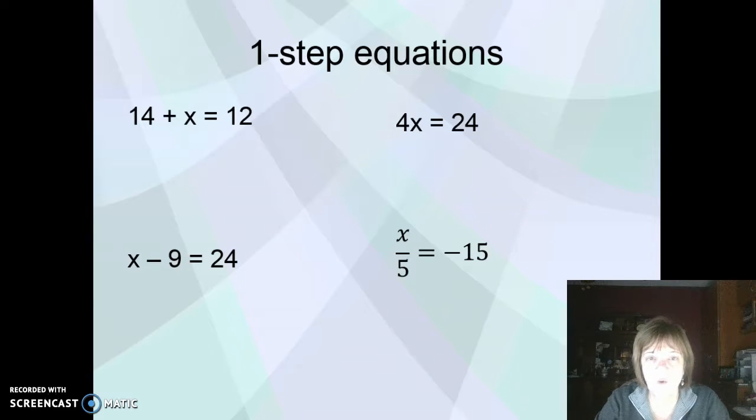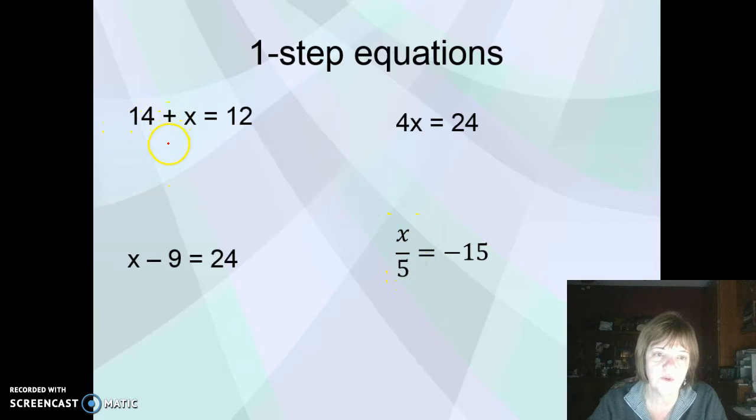Okay, now let's talk about one-step equations. One-step equations will do one thing, right? You'll either add, subtract, multiply, or divide to simplify them or to solve them. So let me show you what you do for each of these. We're going to do the opposite. All right, so if you see addition going on, you're going to subtract. If you see subtraction going on, you're going to add. Same thing for multiplication and division. If you see the variable being multiplied, we're going to divide. And if you see the variable being divided, you're going to multiply.